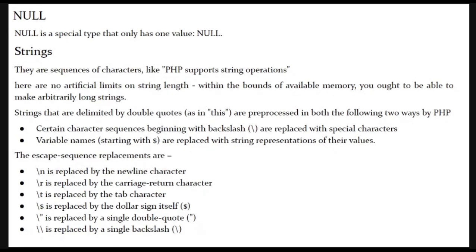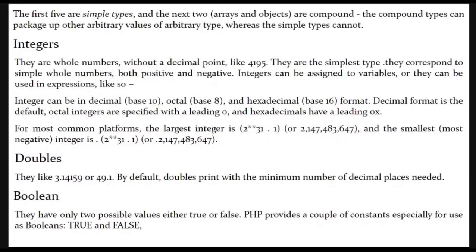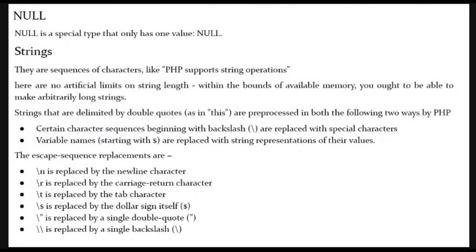One more point over here is that if a variable is created without a value, it is automatically assigned a value of null. Suppose you forget to assign a value, then by default it will take the value of null. So we are done with the four data types: integers, doubles, boolean, null.